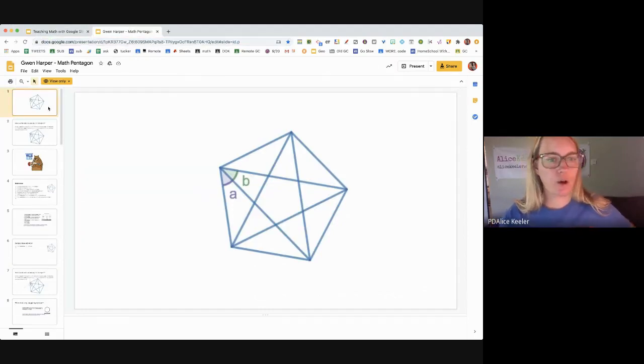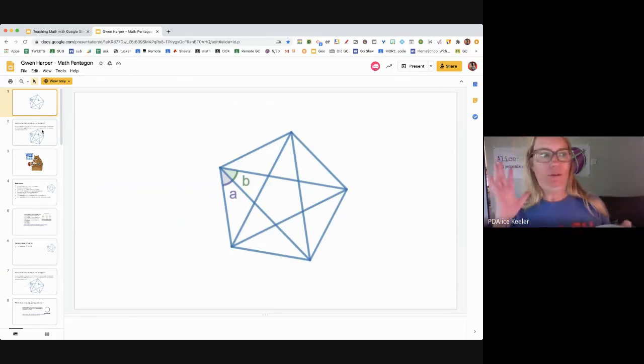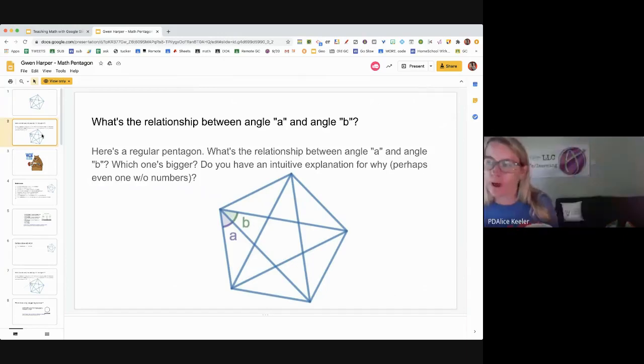Okay, so again, I gave this geometry problem to my geometry students. They don't know this. They haven't learned it yet. This was early on in the year where they haven't learned these angle relationships. But again, I wanted them to approach a math problem with, I don't know how to do this, but rather I could figure this out.